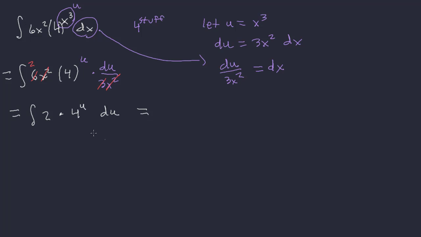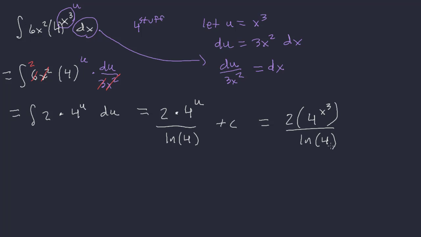Okay, so the integral of 4 to the u, well, first of all, the 2 just comes along for the ride. The integral of 4 to the u is itself, then we divide by the natural log of 4. And then plus c. Okay, and once we put our x's back in, I say we just leave it like this. This will be 2 times 4 to the x cubed all over the natural log of 4 plus c. And there we go.